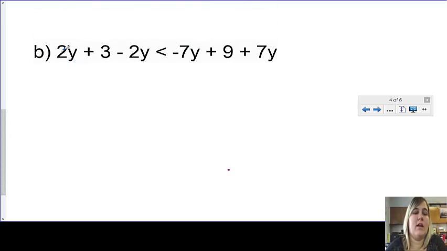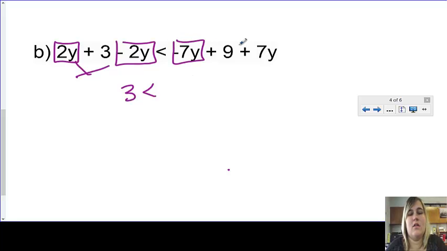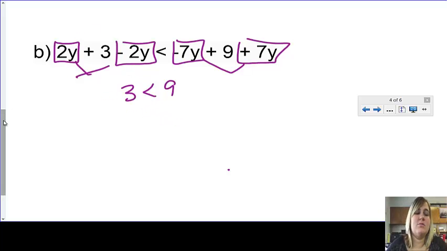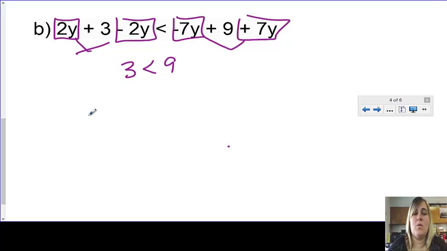And the next one, again, we're going to combine our like terms. So those would cancel out. So I get 3 is less than. Over here, those also cancel out. So is 3 less than 9? That is absolutely true. Okay, so to check if it's always true or sometimes true, let's put in a positive and a negative and see what happens.